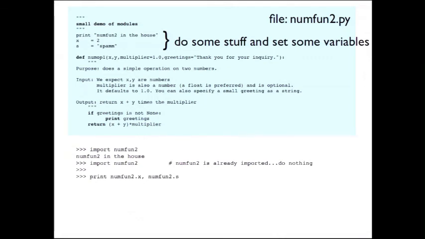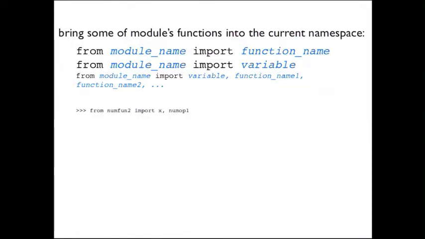So if I print numfun2.x and numfun2.s, these are not functions, right? These are basically variables that are associated with this module. And what do you think I get? 2 and spam. If I set s is equal to eggs and I print s and I print numfun2.s, what do you think? Calling module name dot something.